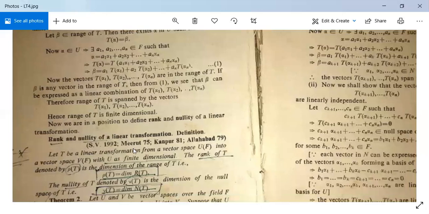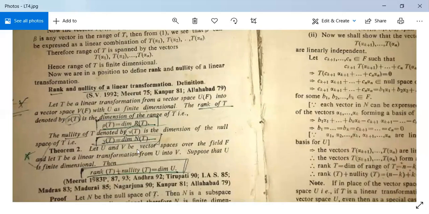Now see that there is a theorem regarding the rank and nullity, but before that we will have the definition. Suppose we have a linear transformation T from U into V with U finite dimensional. It is given that U is finite dimensional. Then the rank of T, which we will denote by rho(T), will be the dimension of R(T). It means rho(T), the rank of T, is equal to dim R(T). And the nullity of T will be denoted by nu(T), and it is the dimension of the null space of T. It means nu(T) is equal to dim N(T). So remember that rank T is the dimension of R(T), meaning range of T, and nu(T) is the dimension of N(T), meaning the dimension of the null space of T.